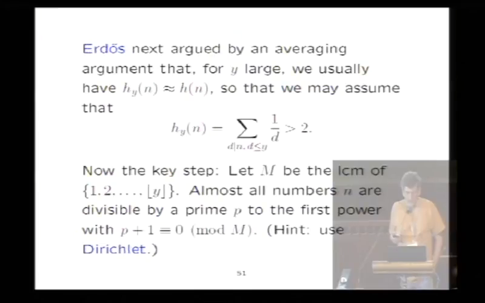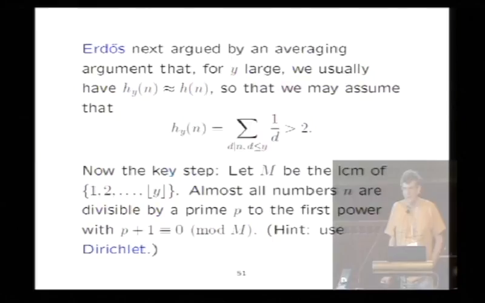Let capital M be the least common multiple of all the integers up to y. So y is just some big finite number, and so M is some even bigger finite number, but it's finite. And the claim is that almost all numbers n, except for a set of density 0, are divisible by a prime p to exactly the first power, such that p is in a particular residue class mod M. The residue class is minus 1. So p plus 1 is divisible by M.